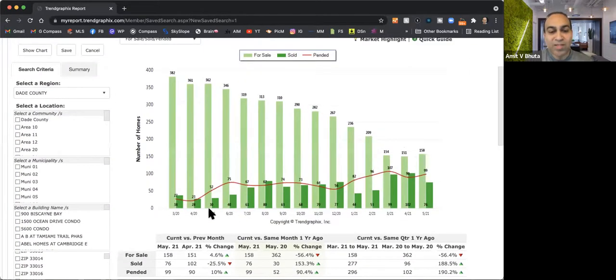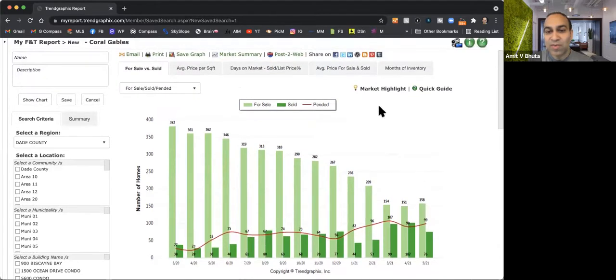So if we go back to May of 2020, we had 362 properties on the market. Compare that to 158 that were there a year later. So less than half of that was on the market. In May, there were 30 that sold. In May of this year, 76. So roughly 2.5 times the amount sold. And pending, there were 52 pending, and right now we have 99 pending, so almost double.